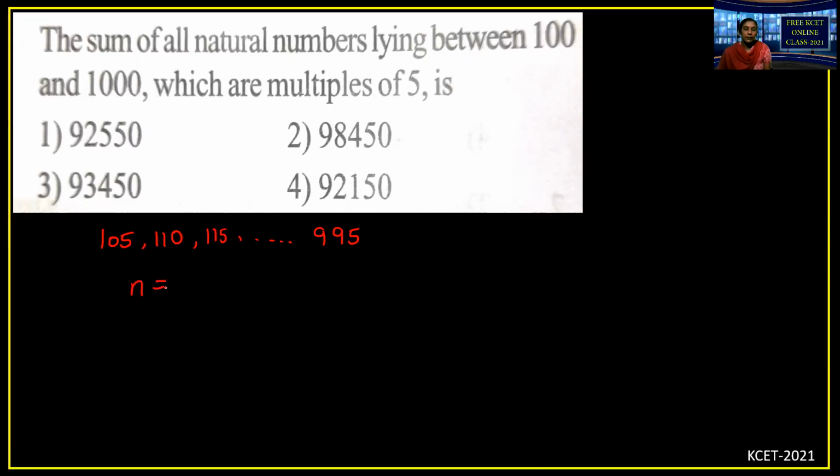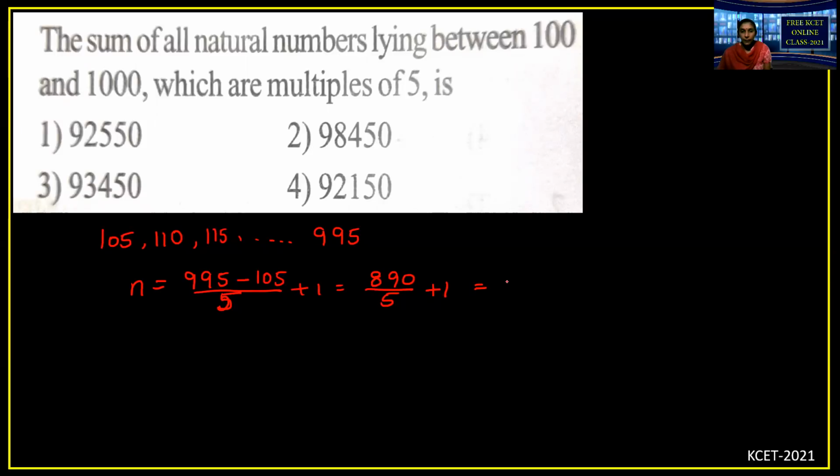How to calculate the value of n? The last term minus first term divided by common difference plus 1. The last term is 995 minus first term is 105 divided by common difference is 5 plus 1. So that is 995 minus 105 is 890 divided by 5 plus 1.